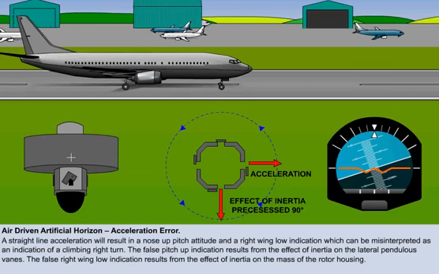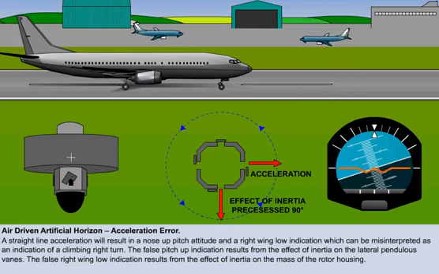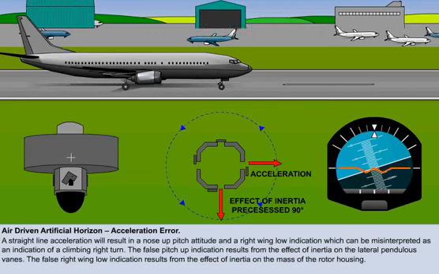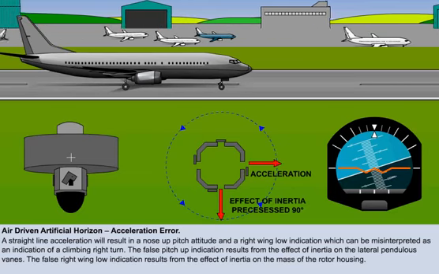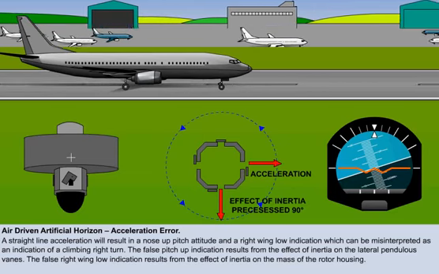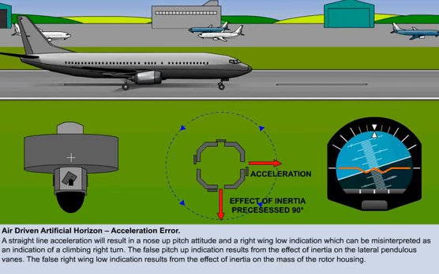If we think about it, and imagine we are flying on instruments in zero visibility, the false right wing low indication can be visually interpreted from the instrument as a right turn indication, because of the movement of the horizon bar relative to the gull wing motif.